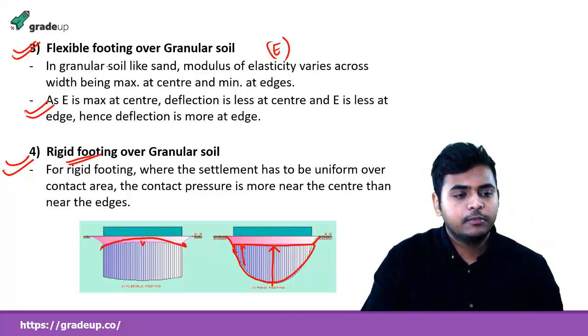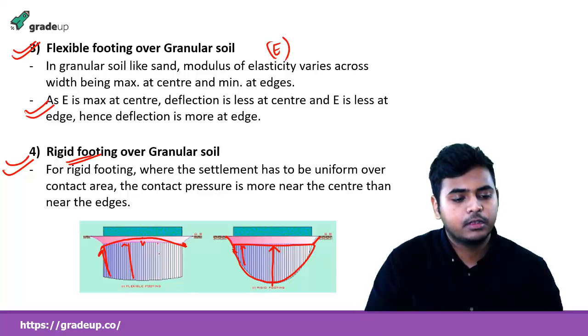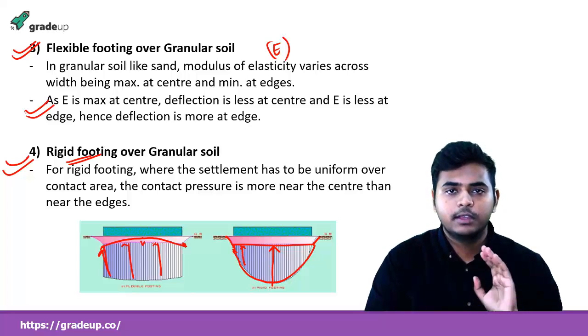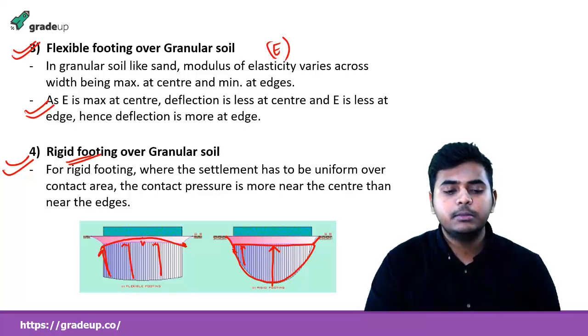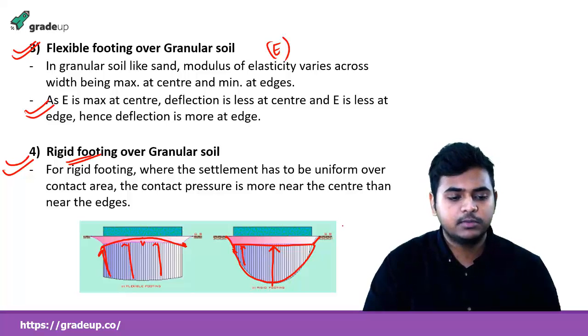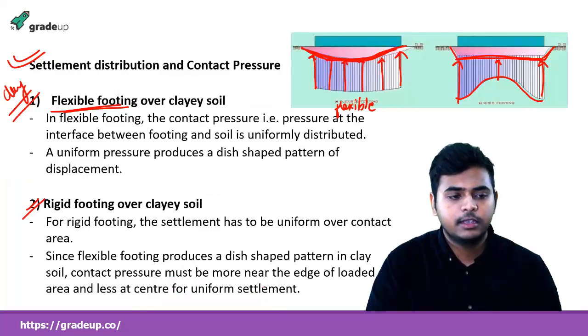So in flexible footing, here also you have uniformly distributed contact pressure. Just keep in mind 2 points as I told. In case of flexible footing, you have uniformly distributed contact pressure, but in case of rigid footing, you have uniform settlement. So naturally contact pressure and settlement will change accordingly. Just keep in mind these 4 figures. This is for flexible and this is for rigid. I hope this settlement and contact pressure distribution is clear to all of you.